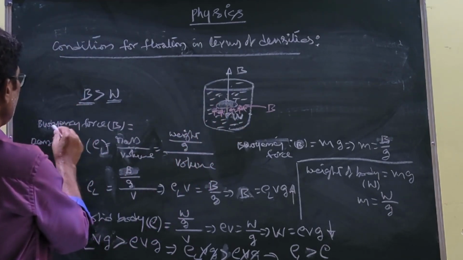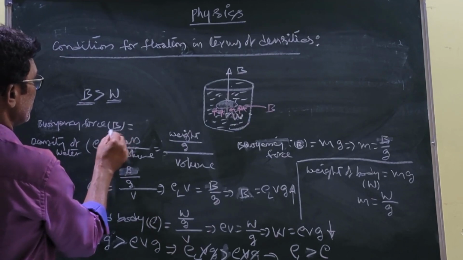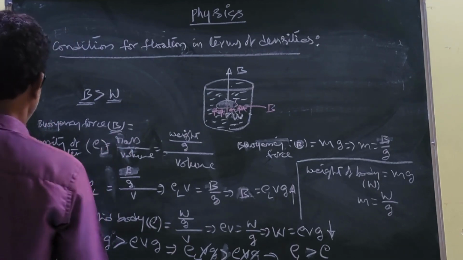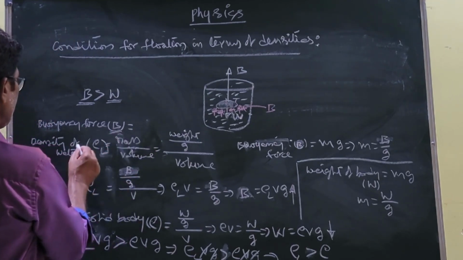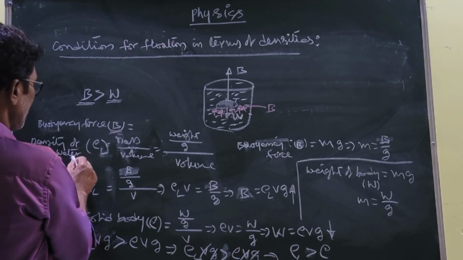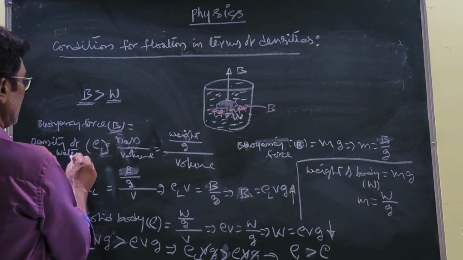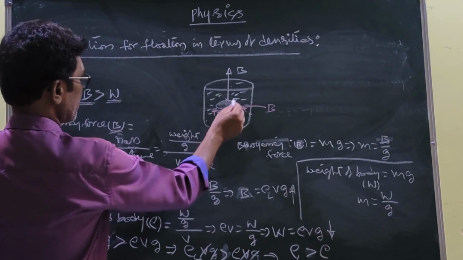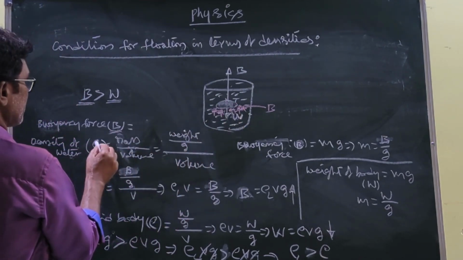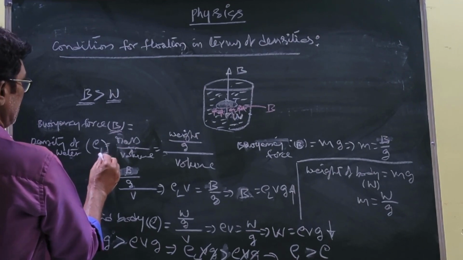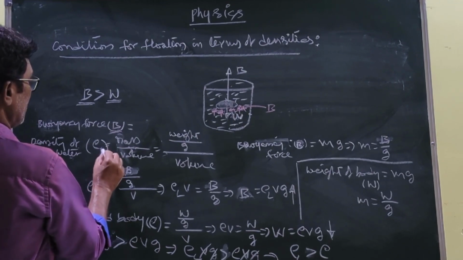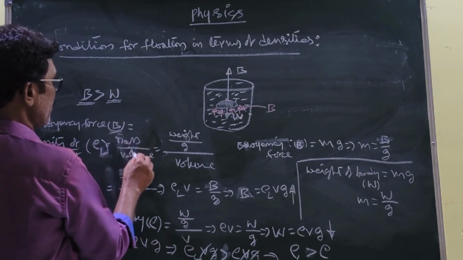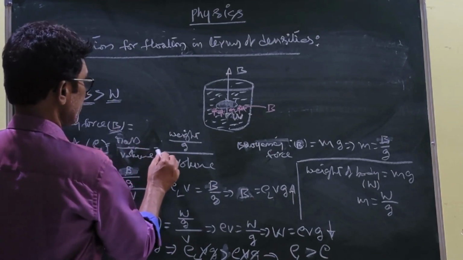Suppose the buoyancy force is denoted by B. Obviously the water exerts this force on this object. Let us say rho L is the density of the liquid; L is for liquid, here water, and rho is density. We know that density equals mass by volume.